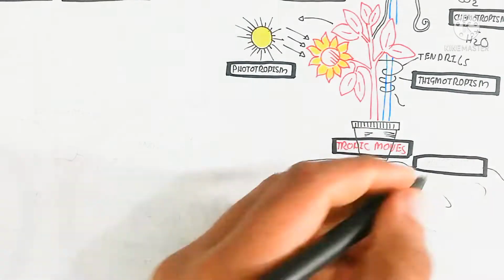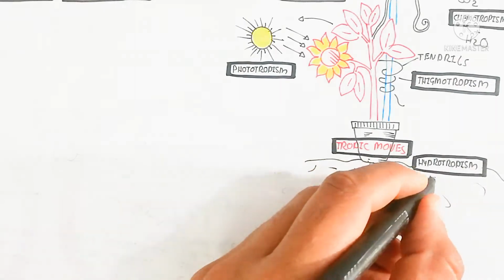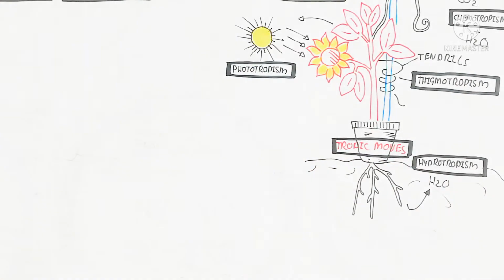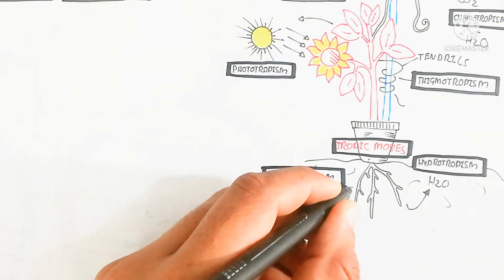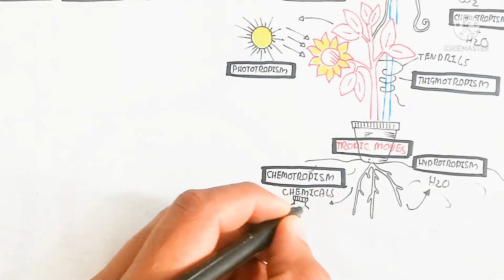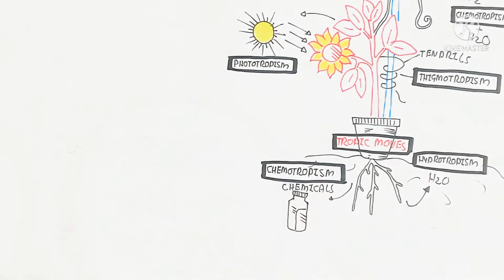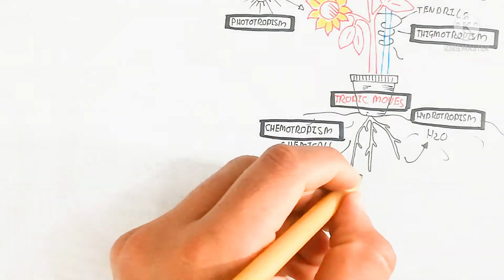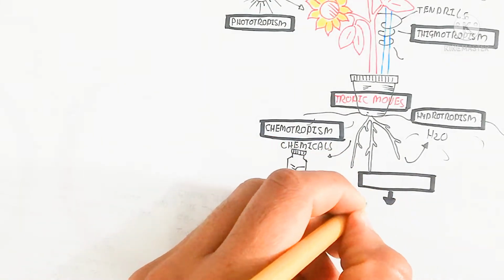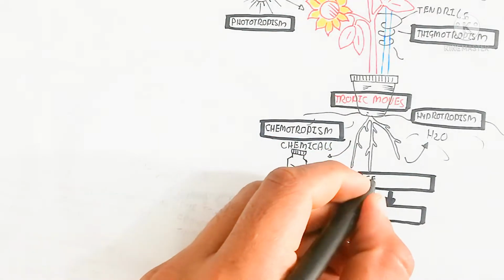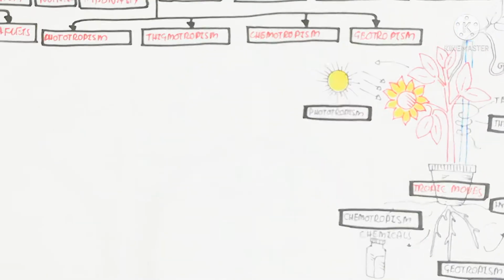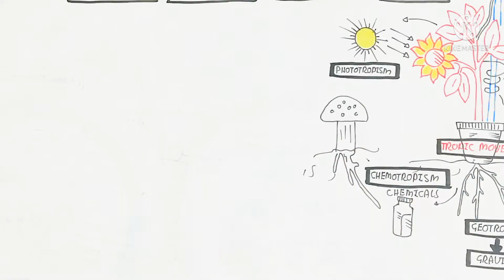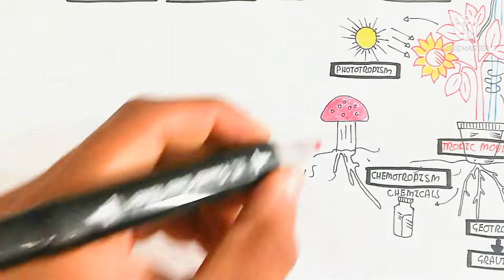And hydrotropism is the movement toward the water. The positive hydrotropism is the root, which moves toward the water, while the negative hydrotropism is the shoot system. Chemotropism is also about chemicals. Here I am drawing the chemical for understanding. The chemical can be organic or inorganic, and geotropism is toward gravity. The positive geotropism is the root, while the negative is the shoot.